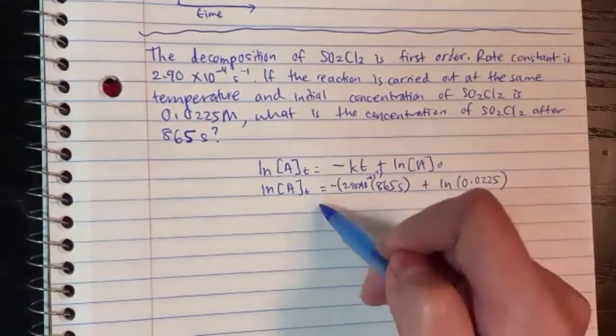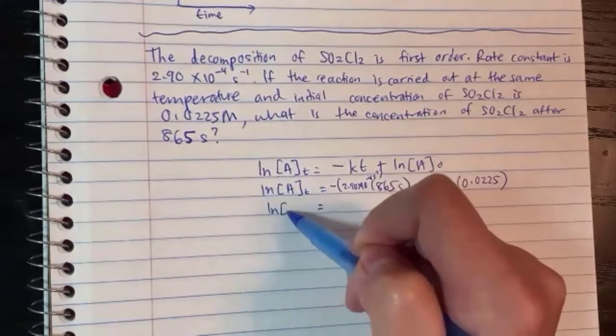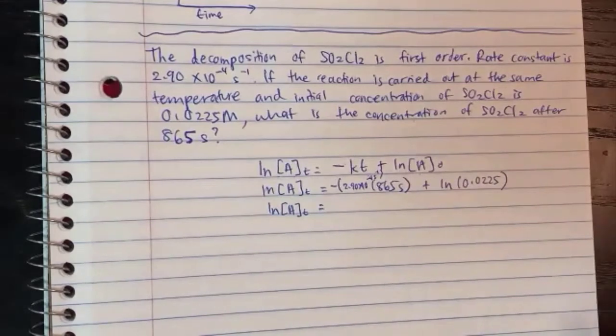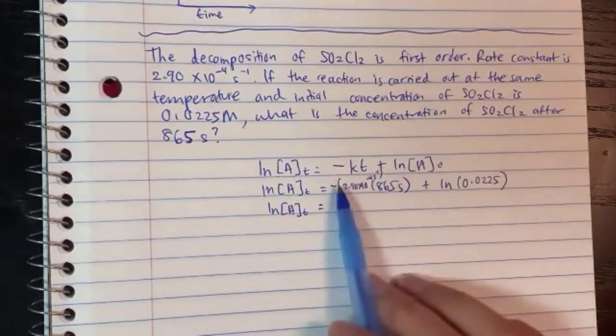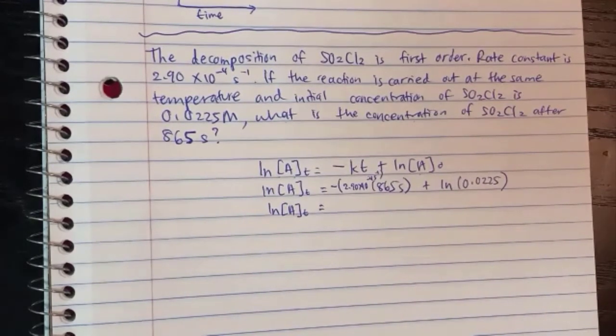So let's go ahead and solve for it. Put this in your calculator, see what you get for this term here. That equals ln A at time t, which is 865 seconds. So that's what we're looking for. What do you get for this term over here? I'm going to try to do that together with you. So it's ln 0.0225, and then minus k, so 2.9 times 10 to the minus 4. Actually, let's put a big bracket here. Times 865.